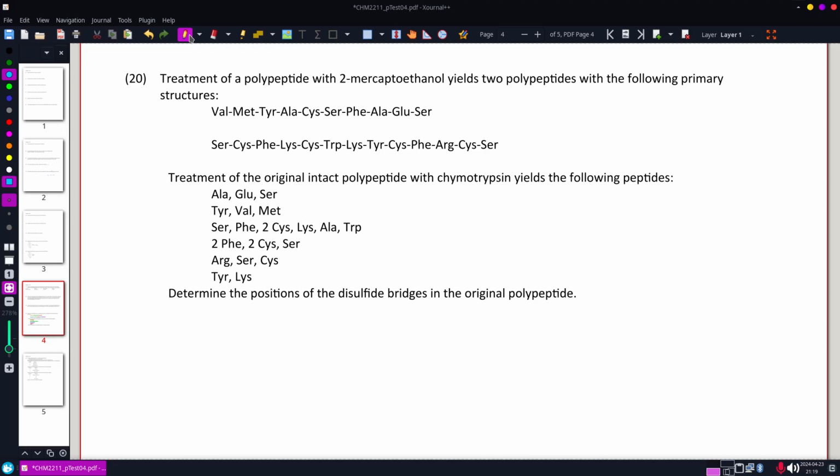Alright, treatment of a polypeptide with 2-mercaptoethanol yields 2 polypeptides with the following primary sequences, arranged N-terminus to C-terminus. Treatment of the original intact polypeptide with chymotrypsin yields the following peptides, and we want to use that to determine it. I just did a video of this, and I actually just flat out ignored the advantage that given that term gives to us. The neat thing about knowing which peptidase is that we know where the fragments should have happened.